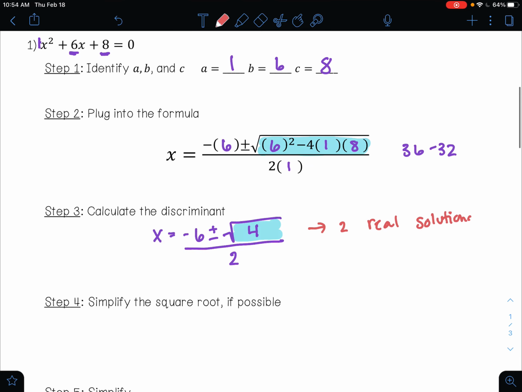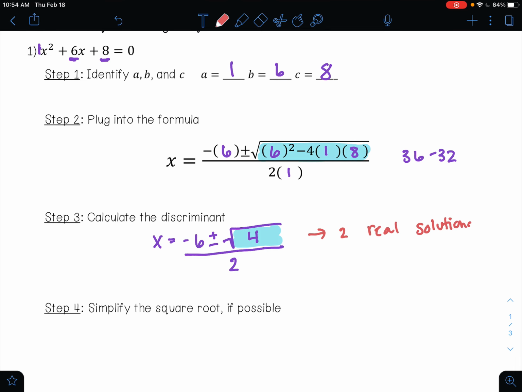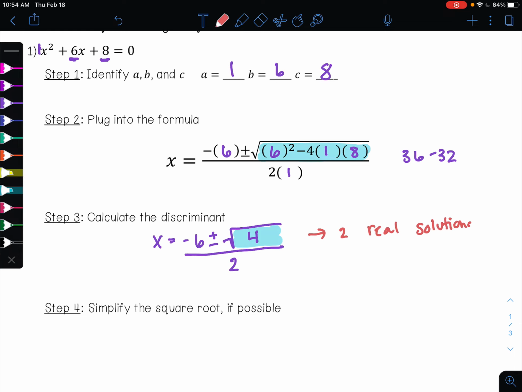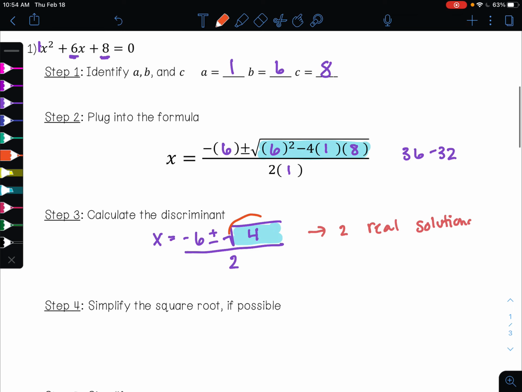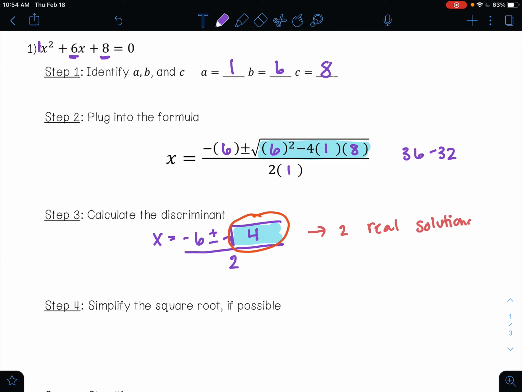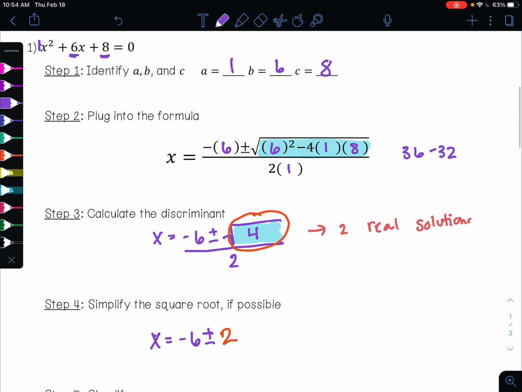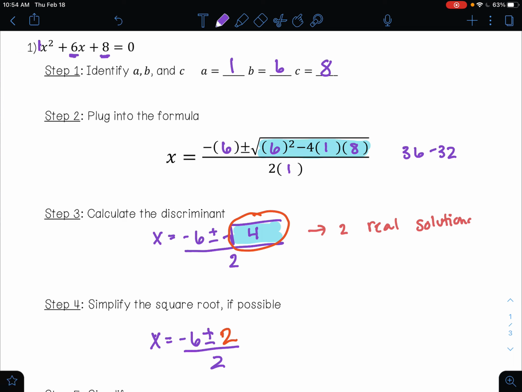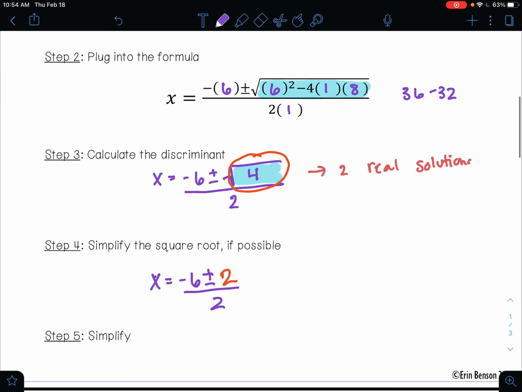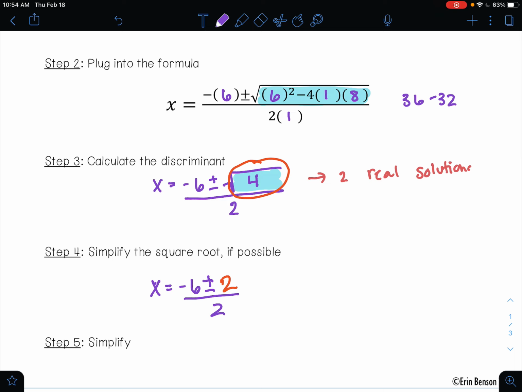Step 4. Simplify the square root if possible. So let's see. The square root of 4. Can I simplify that? Yeah, the square root of 4 is 2. So I'm going to have x equals negative 6 plus or minus 2 divided by 2. Step 5 is to simplify. Now, there's going to be a couple different ways to simplify as we look at the different types of problems that we're going to get.